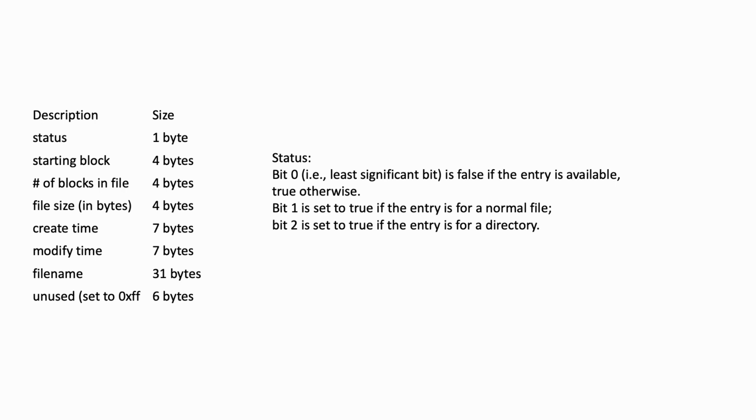Status has 1 byte, but only 3 bits are useful. Bit 0 is false if the entry is available, true otherwise. Bit 1 is set to true if the entry is for a normal file. And bit 2 is set to true if the entry is for a directory. So we can see that bit 1 and bit 2 cannot be set to true simultaneously.